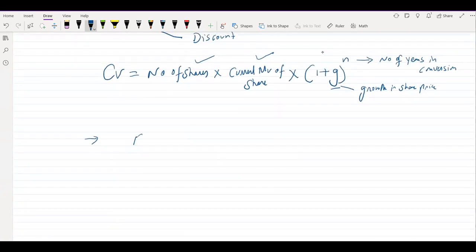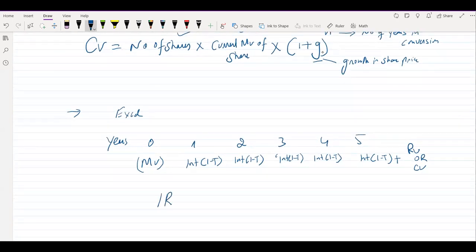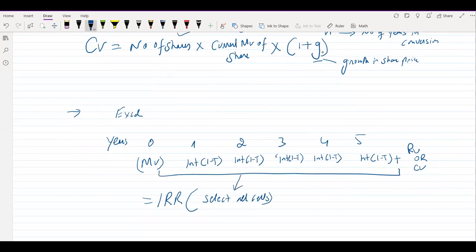Excel pe kaise karenge? Right. Year 0, 1, 2, 3, 4, 5. Market value negative. Interest times (1 minus t), interest times (1 minus t), interest times (1 minus t), and in the last year, interest after tax plus either redemption or conversion. Calculate the IRR. Select all cells. That's how you will calculate the Kd. इस तरह से आप केडी निकालेंगे.